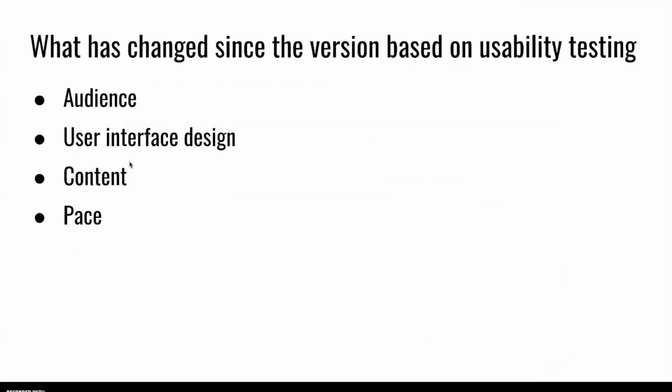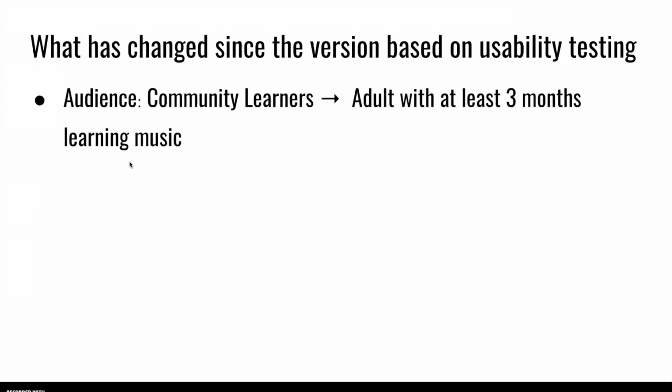What has changed since the last presentation for my usability testing? The changes can be categorized into 4 areas: target audience, the user interface design, the content, and the pace of different screens in the app. With the audience, I've changed from community learners, which I found kind of broad, to adults with at least 3 months learning music. The reason is that as I focus on the minimum viable product, I do not have steps that are fleshed out enough for absolute beginners.